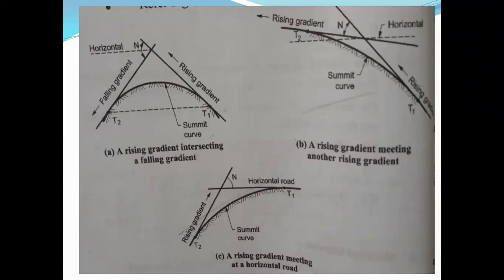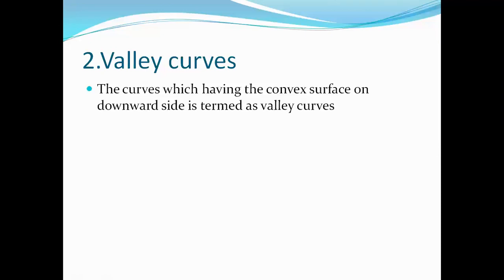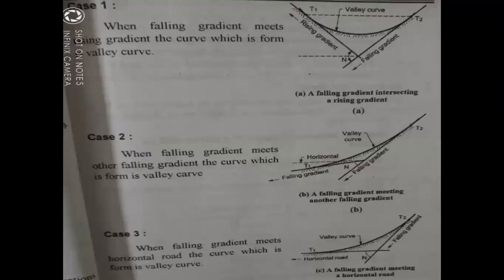Then the next type of vertical curve is the valley curve. The valley curve is opposite to the summit curve. That is, the curve which has the convex surface on the downward side is termed a valley curve. Now see the cases of valley curve. It is also very similar to the cases of summit curve. The first case of valley curve is when a falling gradient intersects the rising gradient. See the first diagram. See the cursor.